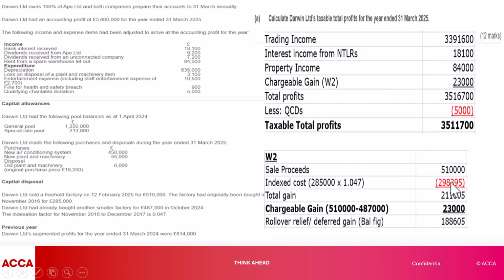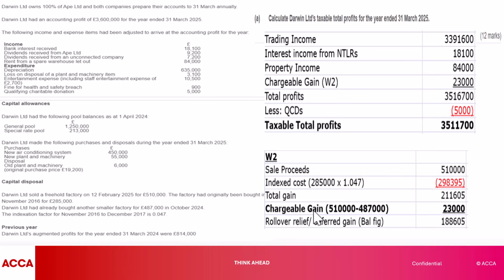But here I know for a fact our indexed cost is below, so I can just directly multiply as I have done. This is simply done by adding 1 before the decimal. So it's as if you're adding that indexation factor of 0.047 into the 285,000. So you have here the total gain, and then the chargeable gain, we call it the gain immediately chargeable.